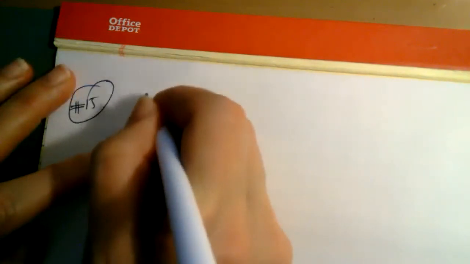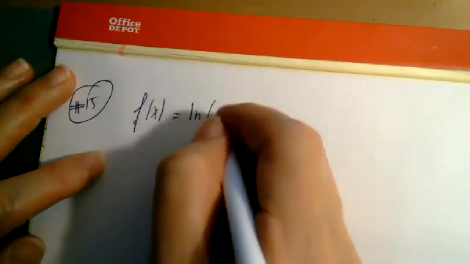All right. So number 15, I look at it. There are two ways to do number 15. Number 15, I have the function f of x equal ln of 5 minus x.